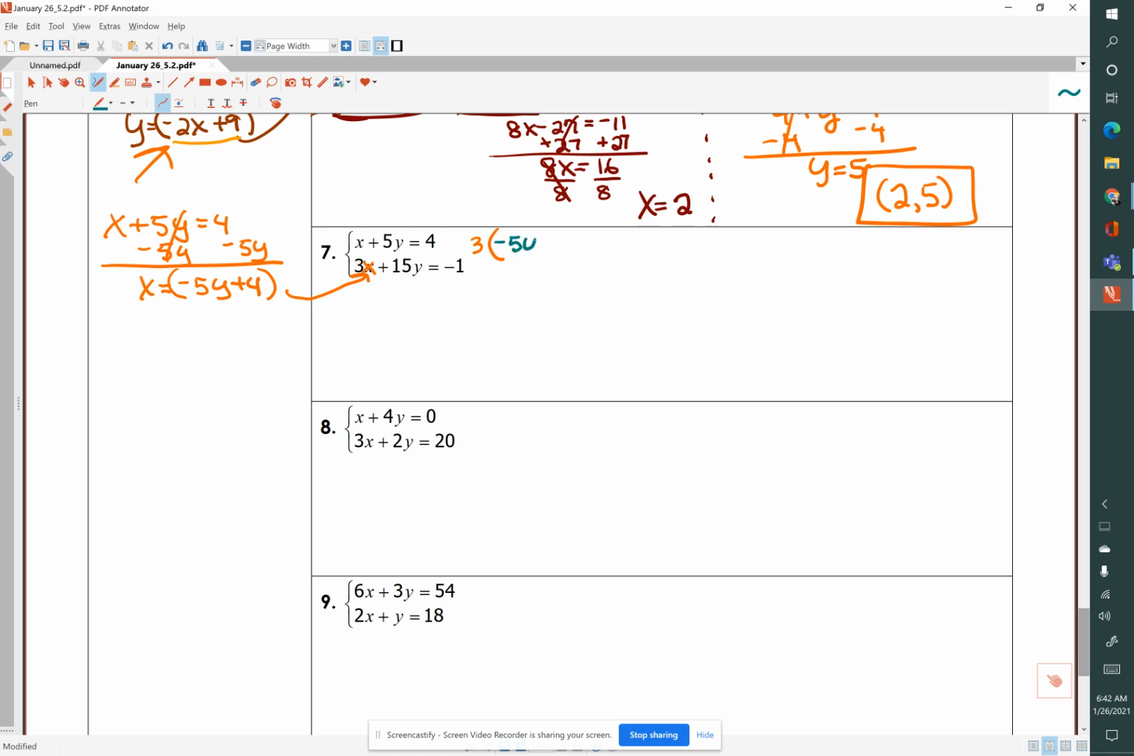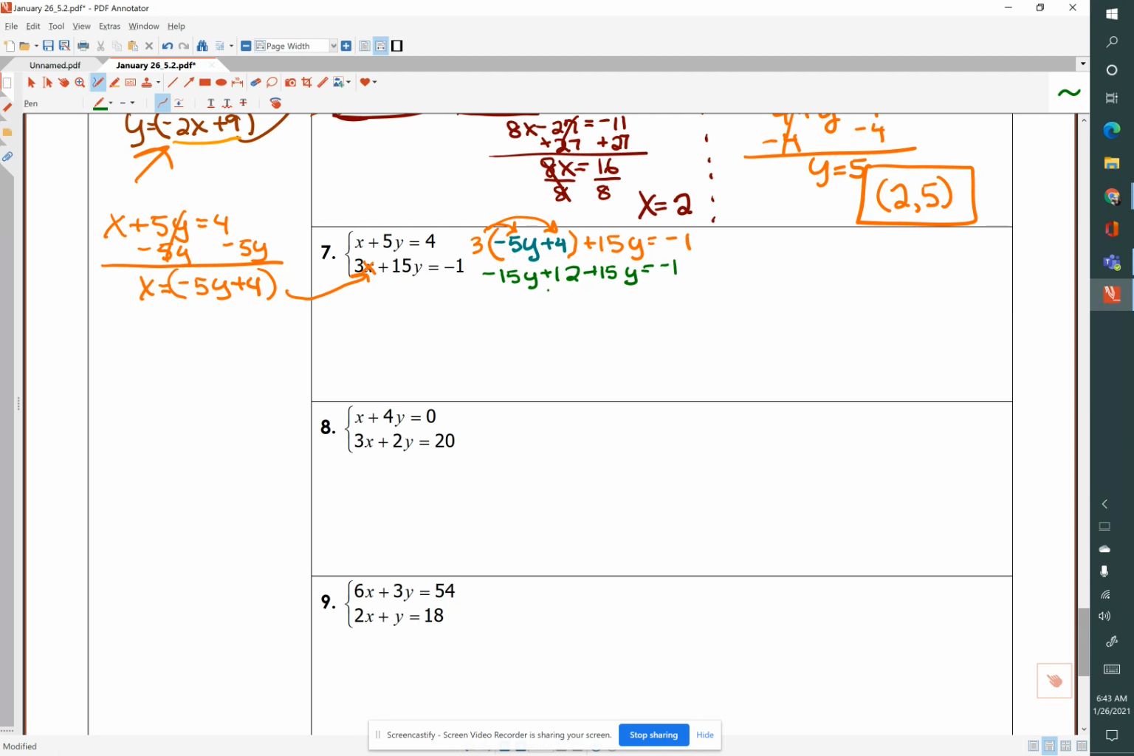Substituting for x, 3 times negative 5y plus 4, plus 15y equals negative 1. So first we distribute. I'm going to change my color. So 3 times negative 5 is negative 15y. 3 times 4 is 12. Plus 15y equals negative 1.